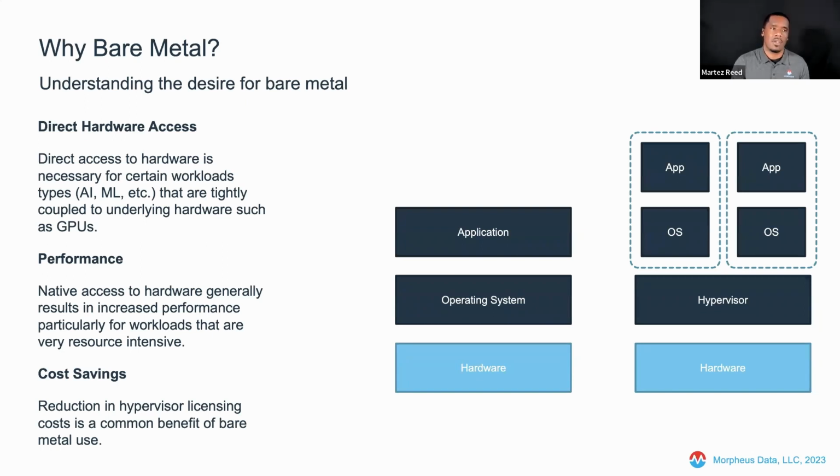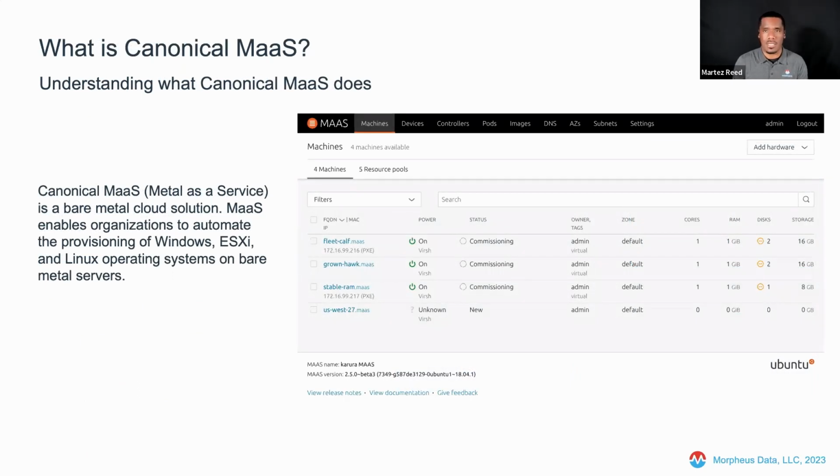With that said, we talked about why bare metal, and so what is Canonical MaaS? This tech brief is walking through Morpheus plus Canonical MaaS. Canonical MaaS is a metal as a service solution from Canonical. Canonical is typically associated from an OS perspective as the creators and maintainers of Ubuntu, the Linux operating system. Certainly that's commonly where their name is heard, but MaaS is, as I said, a bare metal solution that helps address many of the challenges from a bare metal management standpoint.